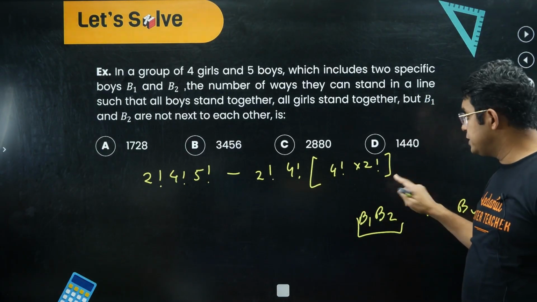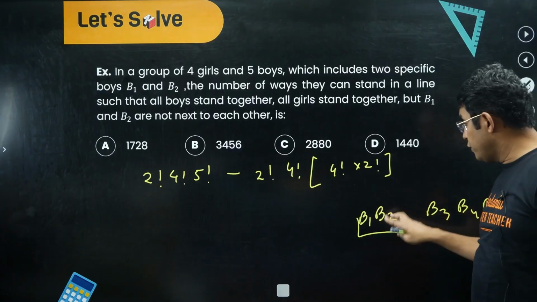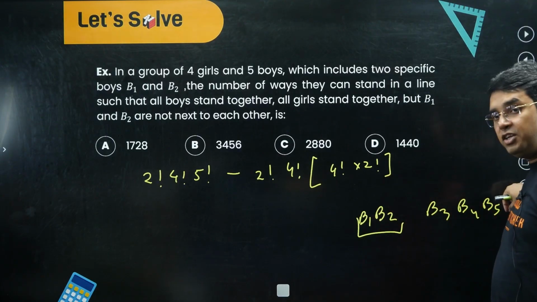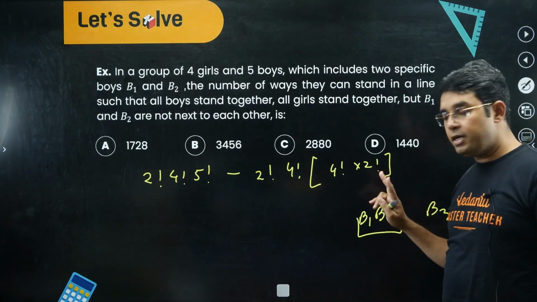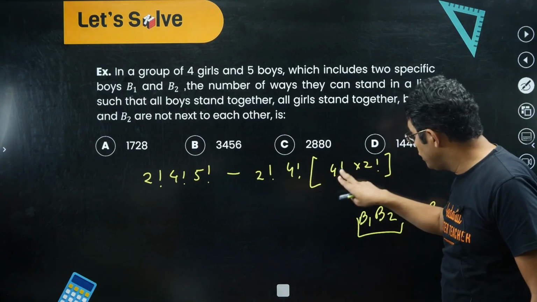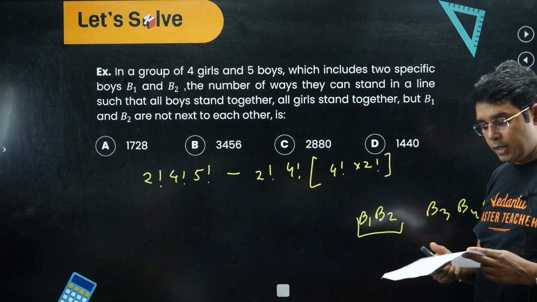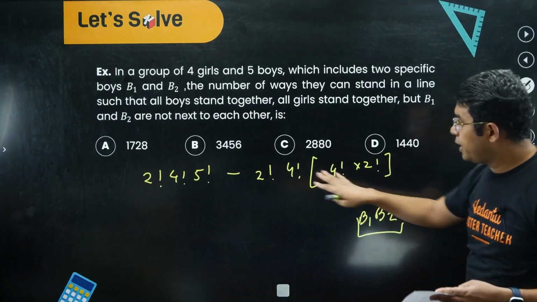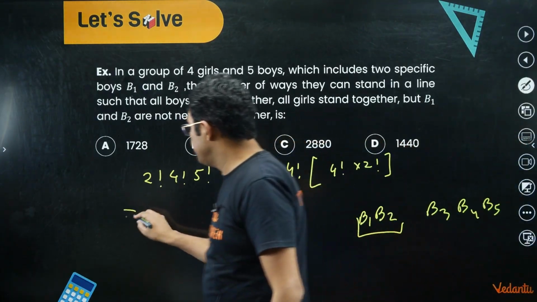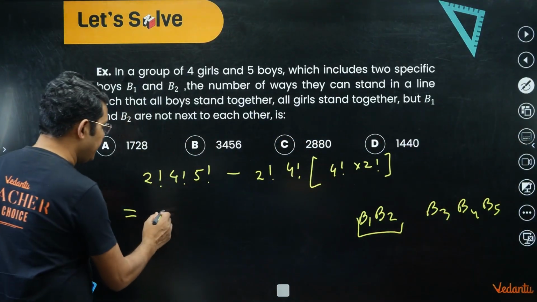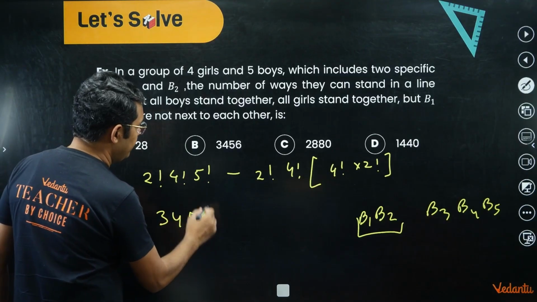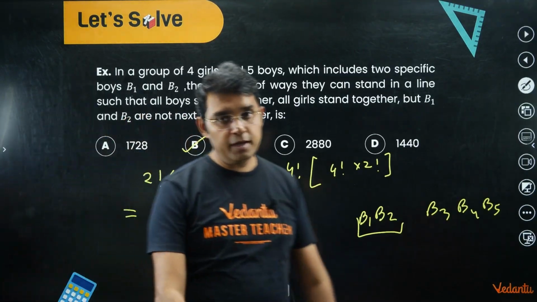What is this 2 factorial for? First 4 factorial was done as 4 objects are arranged, and B1 B2 are arranged in 2 ways. So 4 factorial into 2 factorial, and this is the case when B1 B2 will always be together. So that is what you need to subtract from this. If you take some common factors, let me write the answer directly. I think 3 4 5 6 is coming out. So B will be the answer.